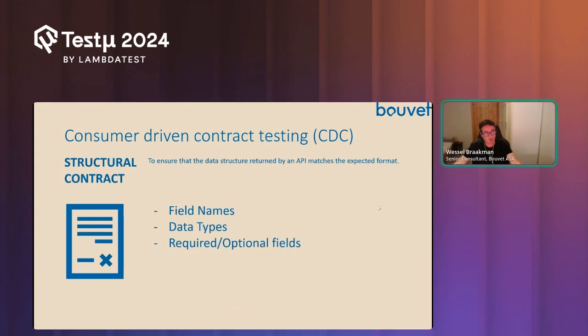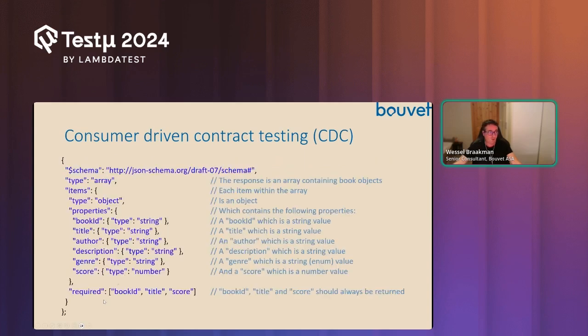For consumer-driven, there are, of course, structural contracts, because each consumer can have their own structure that they expect. Little example here that we've seen a lot of times before, but mind the required bit. Here we require the book ID, title, and score, but maybe another consumer requires the book ID and the author. So summing up this one and this one, the producer has to always return book ID, title, score, and author to adhere to both these contracts at the same time using one version.